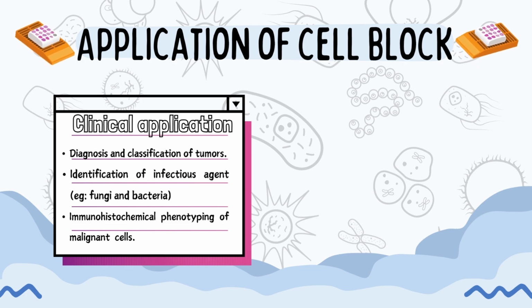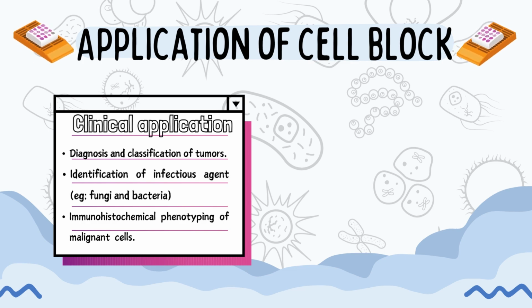Second, cell blocks enable the identification of infectious agents. Microorganisms such as Cryptococcus, Pneumocystis carinii, and Aspergillus species can be detected using specialized microbiological stains on cell block sections. This enhances the ability to diagnose infections associated with certain conditions.